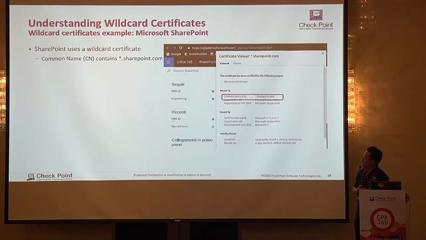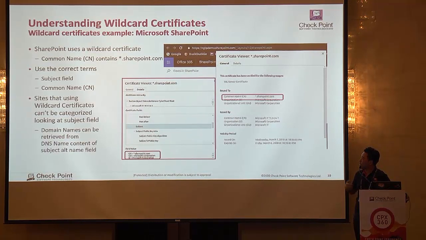Okay, this is one example, about SharePoint, with a wildcard certificate. In the certificate, you can see the common name is SharePoint.com. So from this certificate, we cannot determine the actual domain they want to access. So we need to look in the subject field, the other fields inside the certificate, to verify the actual location the client wants to access, so that we do the categorization in a more accurate way.